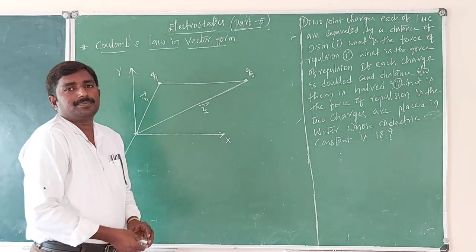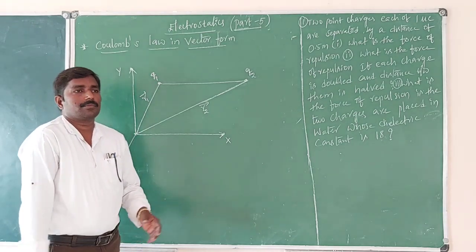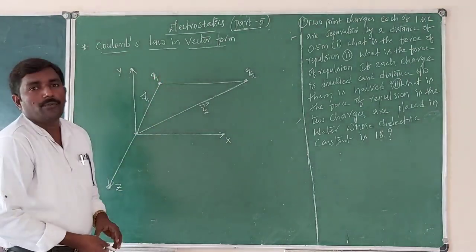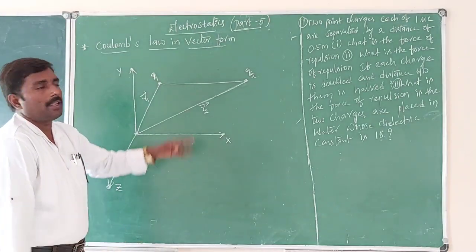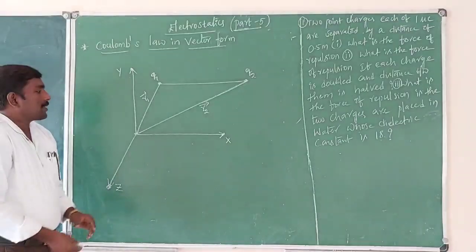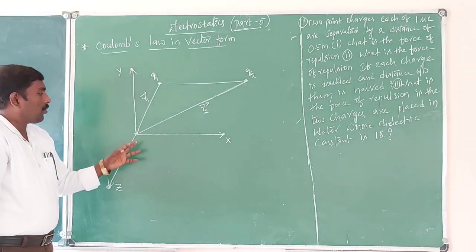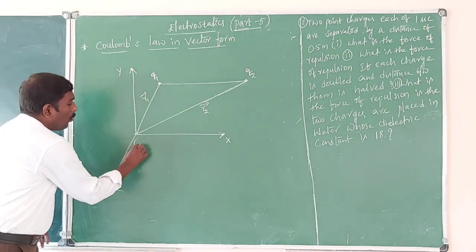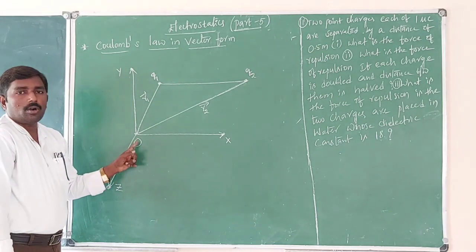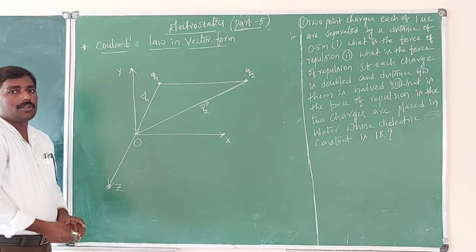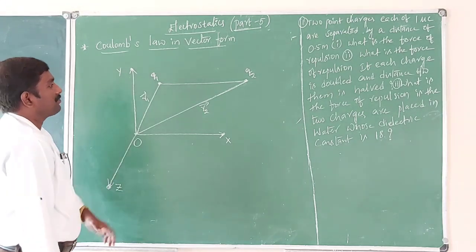Okay students, good morning. Today let us discuss Coulomb's law in vector form. Let us consider a three coordinate system x, y, z. O be the origin of the three coordinate system.